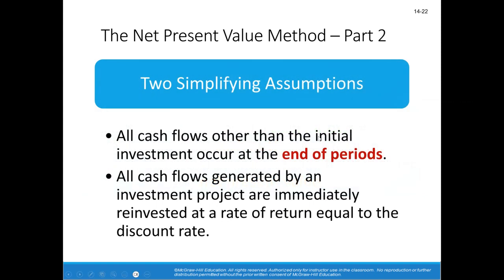So all cash flows other than the initial investment occur at the end of the period. All cash flows generated by investment are immediately reinvested at a rate of return equal to the discount rate. So if we assume we're getting a 10% return, then we're assuming that once we get that positive cash flow, we take that cash and we invest it in something that also returns 10%.